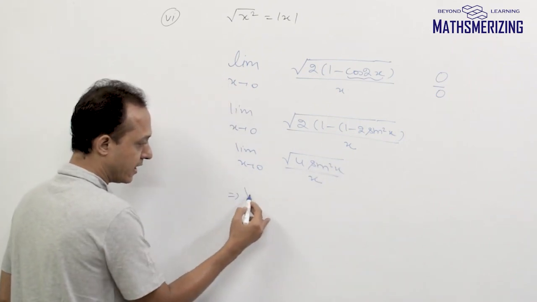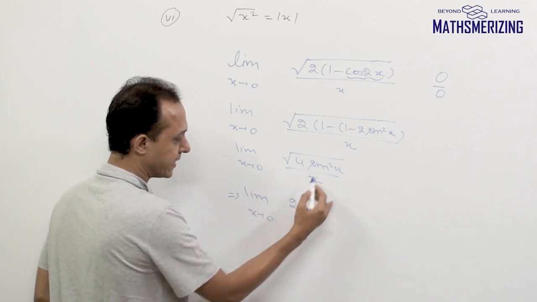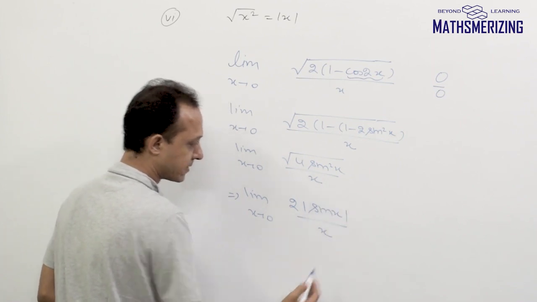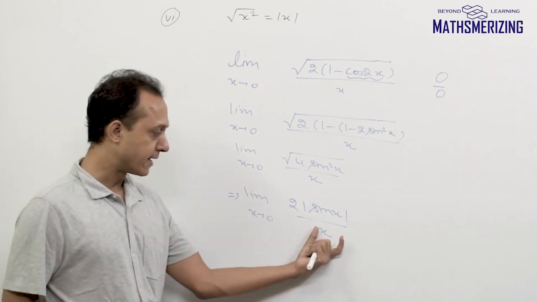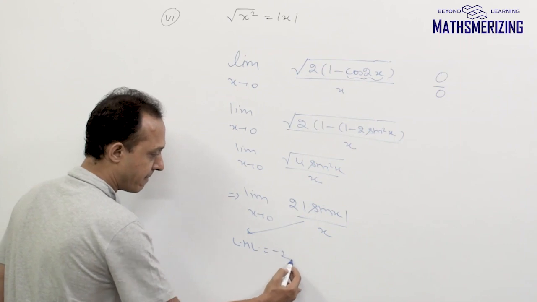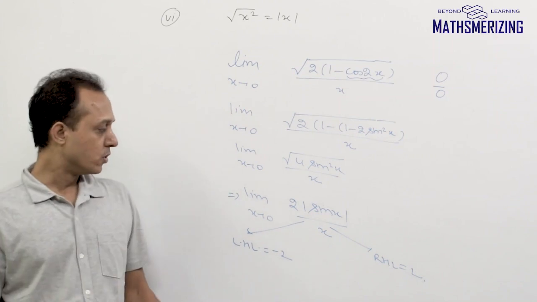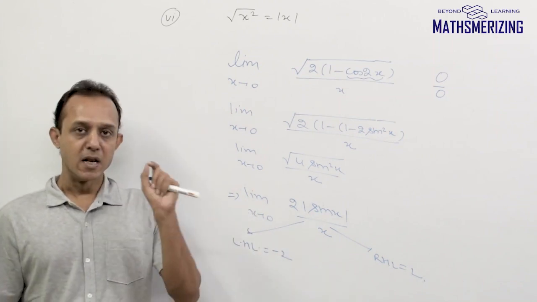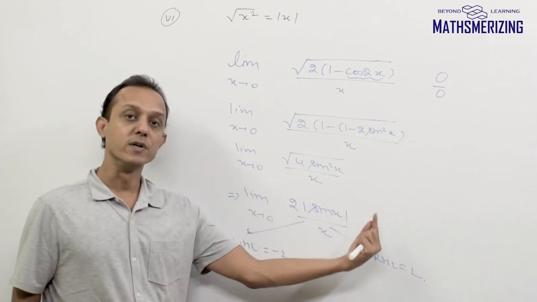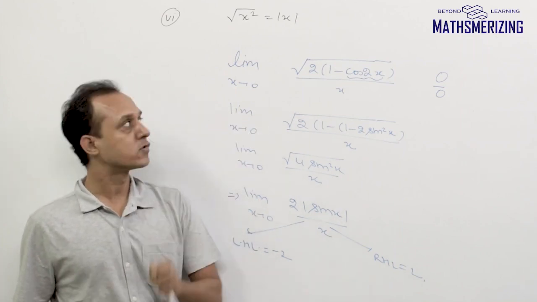Now I can write it as limit x tends to 0, so this is 2, and under root of sine square x is simply mod sine x, which is mod sine x by x. Now if I solve this taking left hand limit and right hand limit, the left hand limit will be minus 2, and the right hand limit will be plus 2. So in this case, the answer is that the limit does not exist. If I don't take the modulus sign, I'll get the answer as 2, which is obviously incorrect. So simply, under root of x square is mod of x.